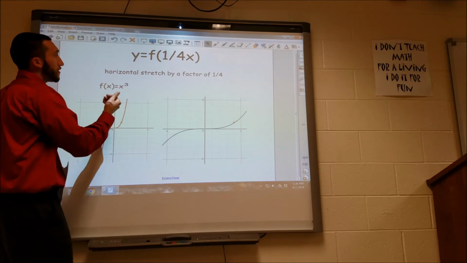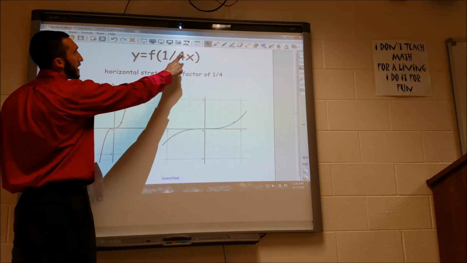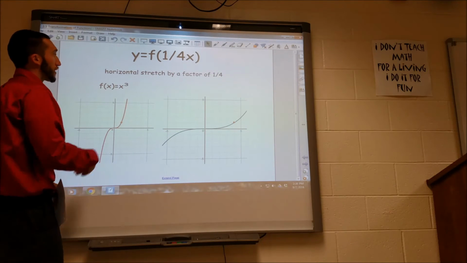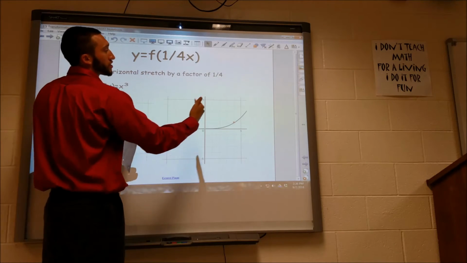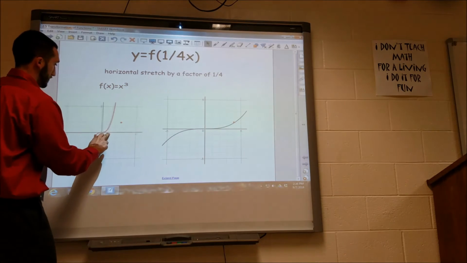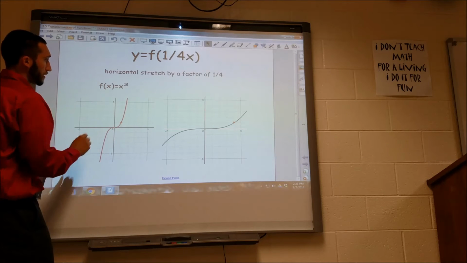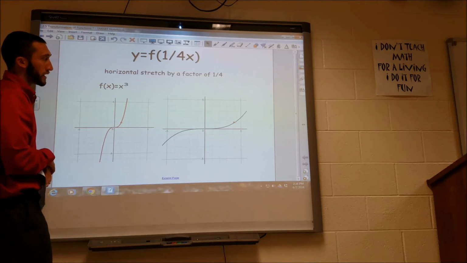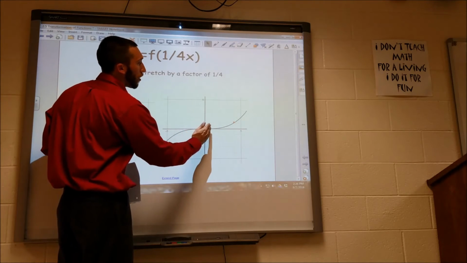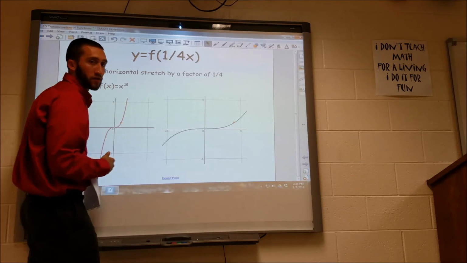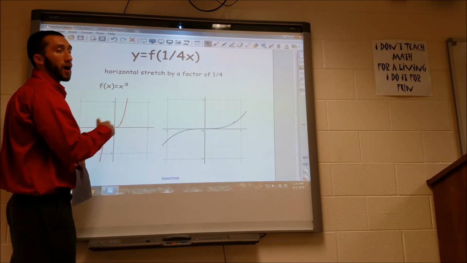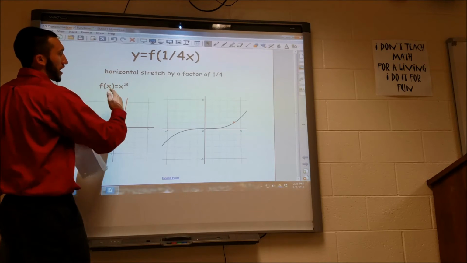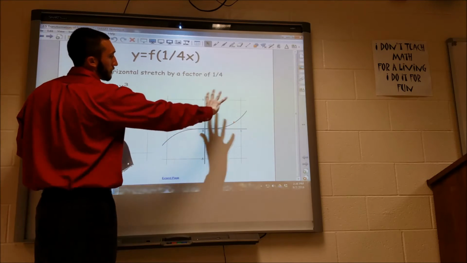Then, opposite that, a horizontal stretch. If we have a fraction times our x inside of the function, we call that a horizontal stretch because we're going to stretch out the graph. So here on x cubed, we can see that we have the point 1, 1 again. And it took us all the way out to x equals 4 to get up to the point y equals 1. So horizontal stretch, we've stretched our graph way out.